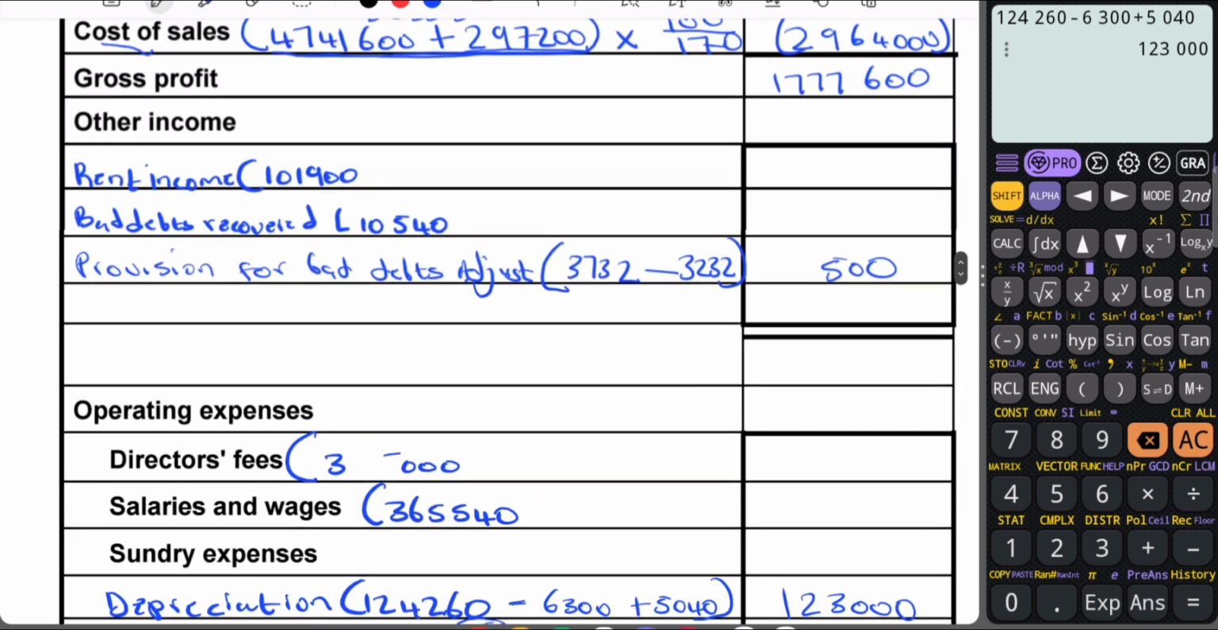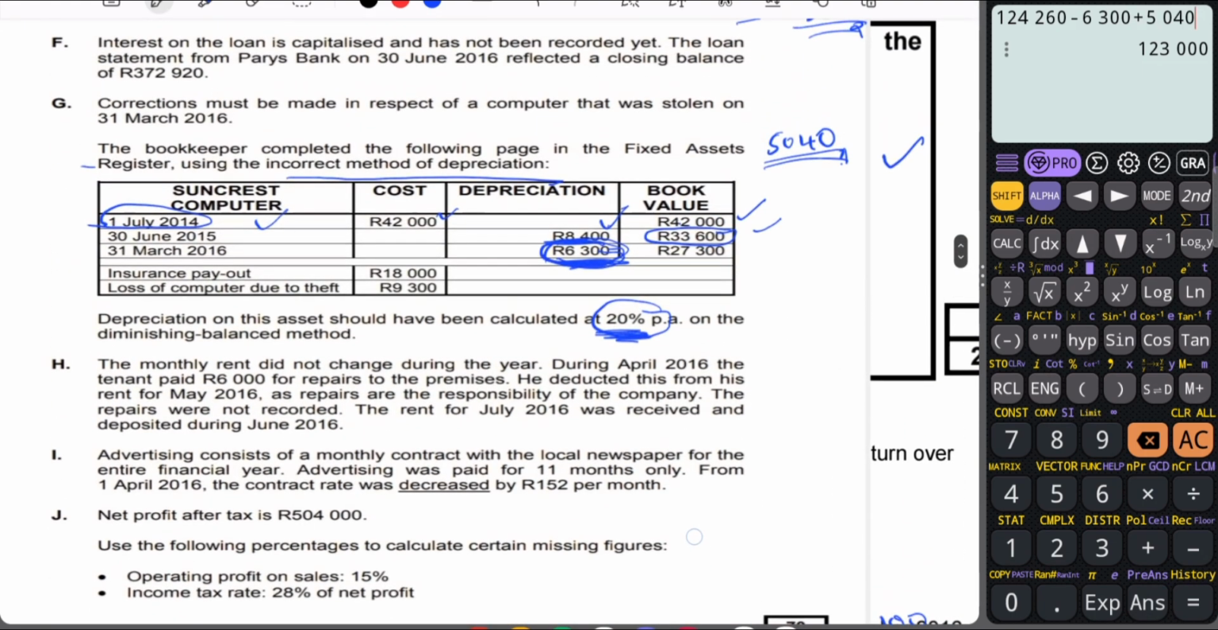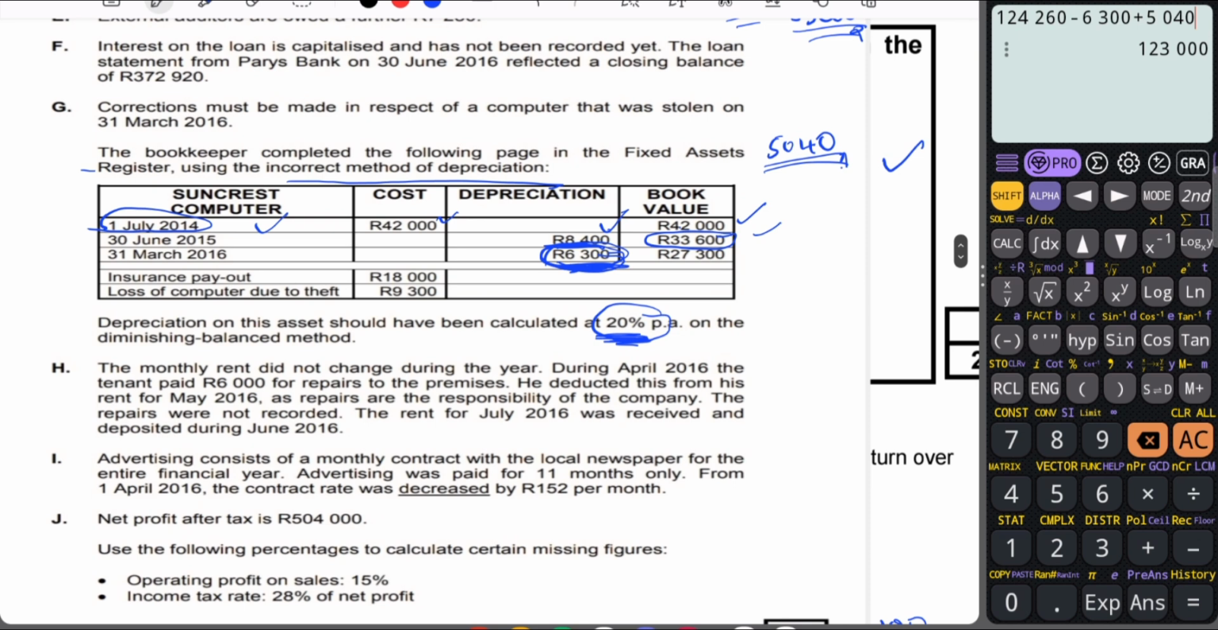Then now we can continue with our information. Then we are having an insurance payout. We are having a loss of computer due to theft. Guys, how did they calculate this loss due to theft? Let me go and show you how they calculated this loss due to theft guys.